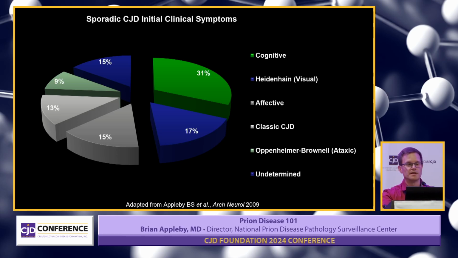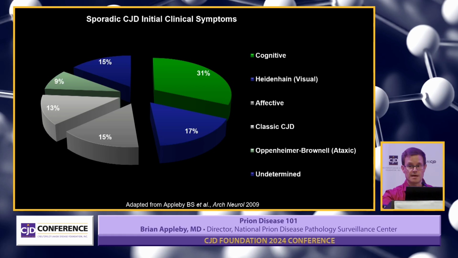three or four. If you look at how people present to that initial evaluation, most people will present with kind of a nonspecific cognitive symptom like memory problems. Most people are not going to think of CJD when that's the only symptom. At least they shouldn't, right? Because there are much more common things that they should be thinking of.